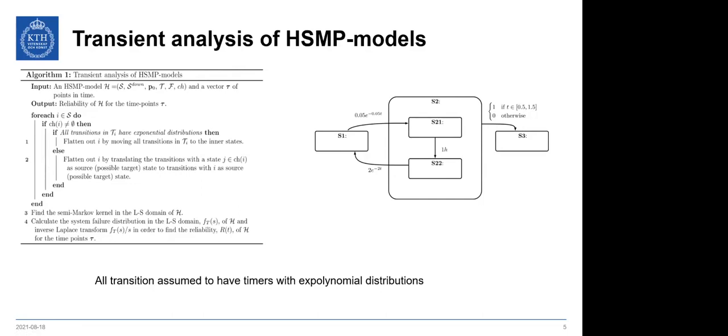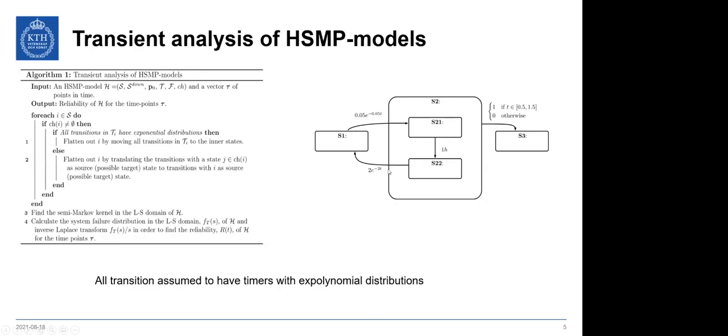But in most cases, we will not be able to do that because we will, as we see here, have a non-exponential distribution out of S2. In this case, what we do instead is transform the model to one where all transitions with a state inside S2 as origin, and all transitions with a state inside S2 as target, have the target and origin, respectively, outside of S2. So basically all transitions move over this line of S2.